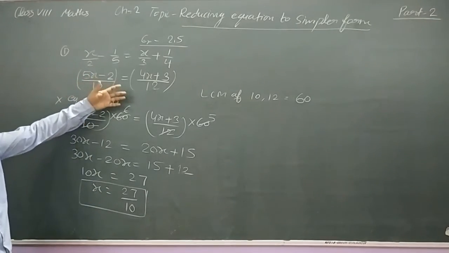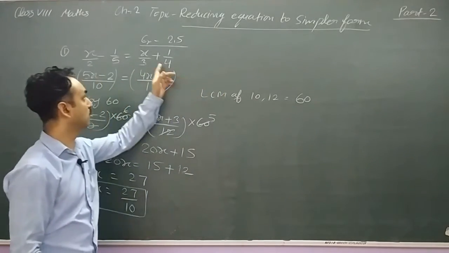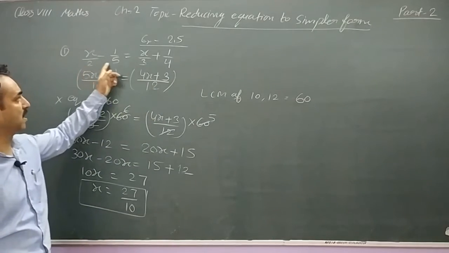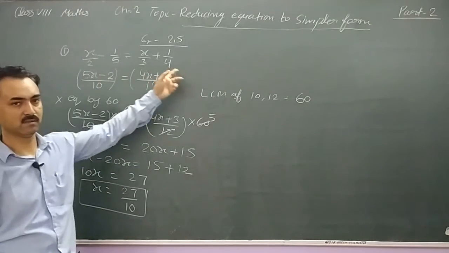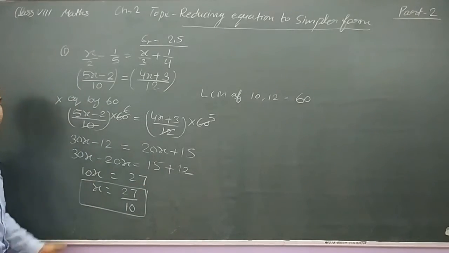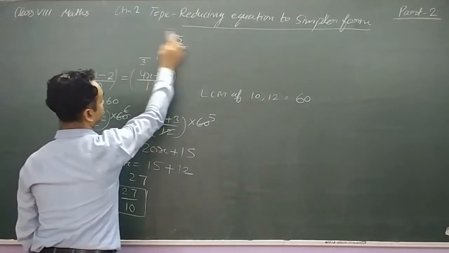So you can see here, by taking the LCM concept of the denominator. What is the denominator here? You can see, take the LCM. Okay, you can take the LCM of all the denominators, then you can simplify more. So in this manner we can reduce the equation to simpler form.